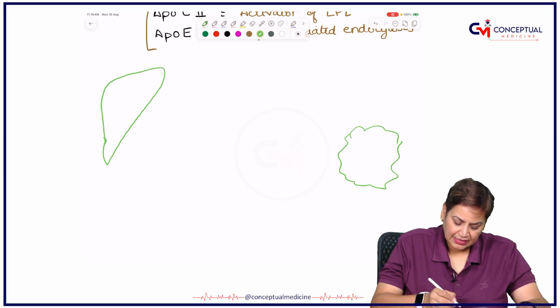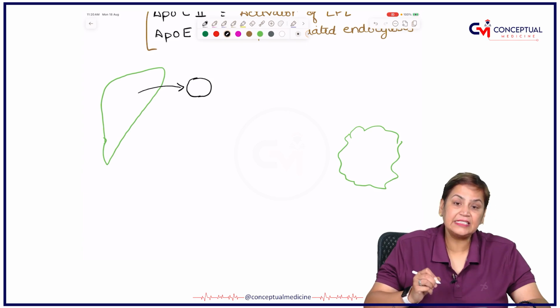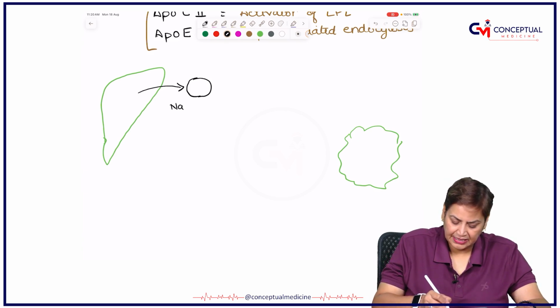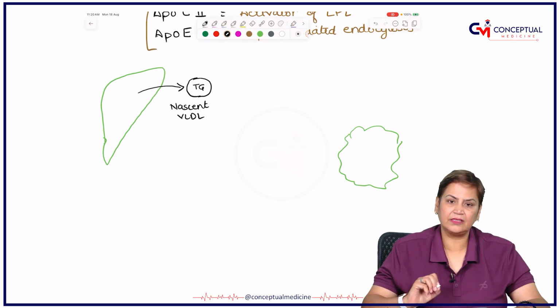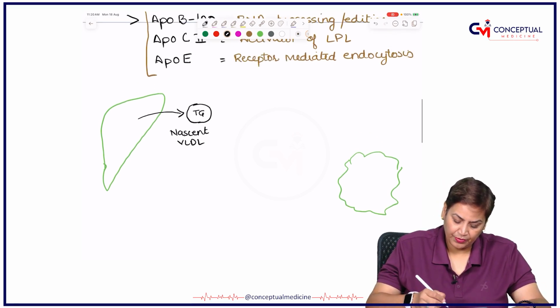Now what happens, the moment this VLDL comes out, it is known as nascent VLDL. Okay, this is nascent VLDL, which is having endogenous TGs. And the apoprotein for it is Apo B-100. So this is Apo B-100.